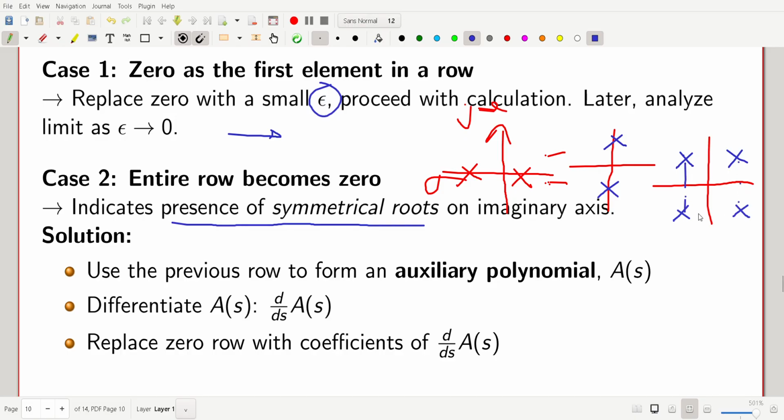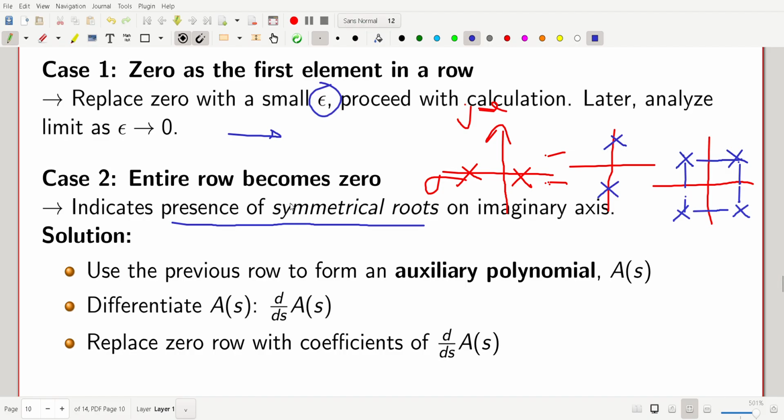So it makes a square, we can say. The point is that in all three cases, we observe that our poles are symmetrical with respect to the j omega axis. At that time, we find a complete row of 0.